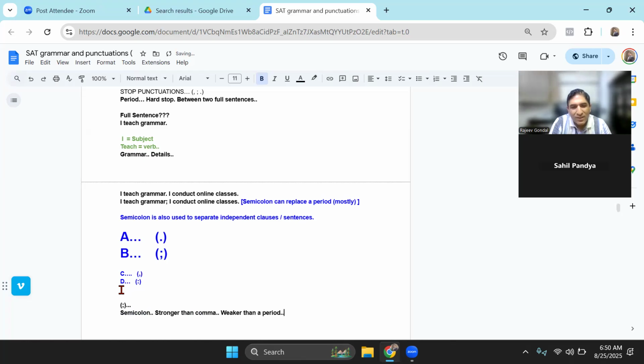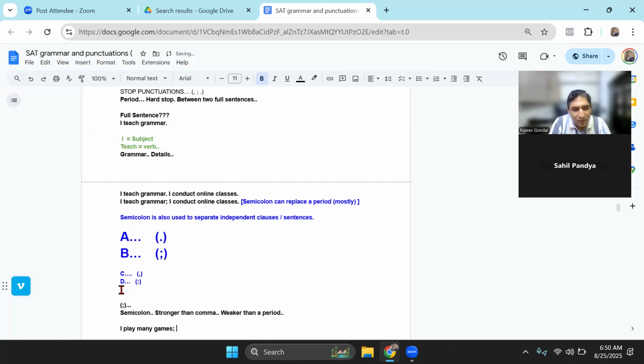What does that mean? Stronger, weaker, what do you mean by that? Well, if the two thoughts are absolutely different and you want to really separate them strongly, you'll use a period. But if they are somehow related to each other and you don't want to put that strong a punctuation, you use a semicolon, right? Like I play many games, right?